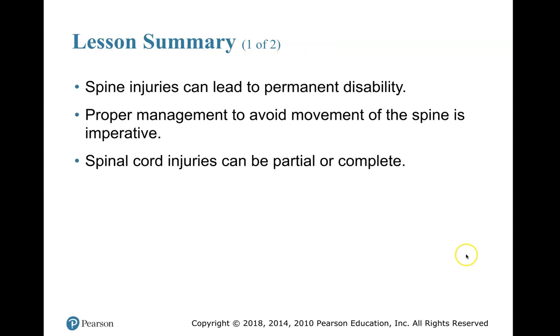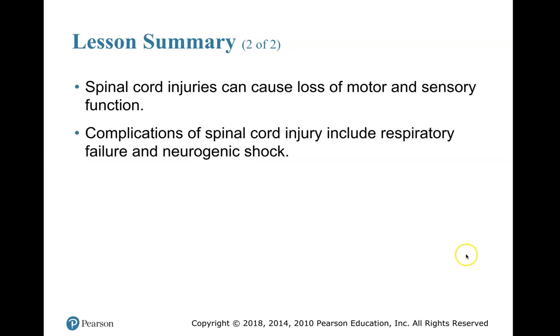Our lesson summary, and I hope you had the opportunity to answer those questions. Spine injuries can lead to permanent disability. Proper management to avoid movement of the spine is imperative. Spinal cord injuries can be partial or complete. Spinal cord injuries can cause loss of motor and sensory function. Complications of spinal cord injury include respiratory failure and neurogenic shock.